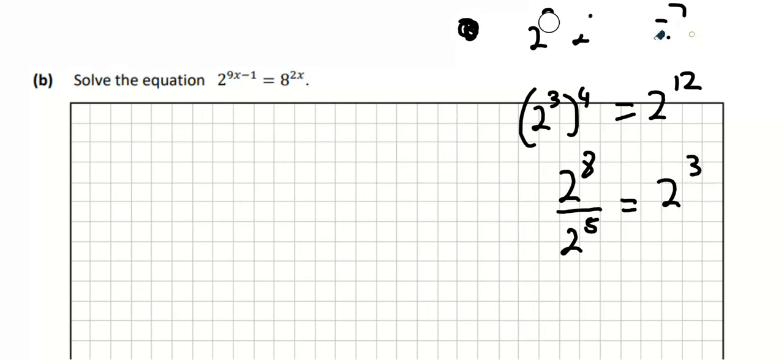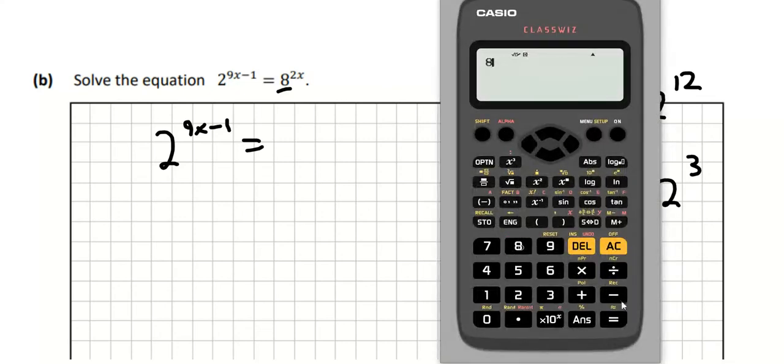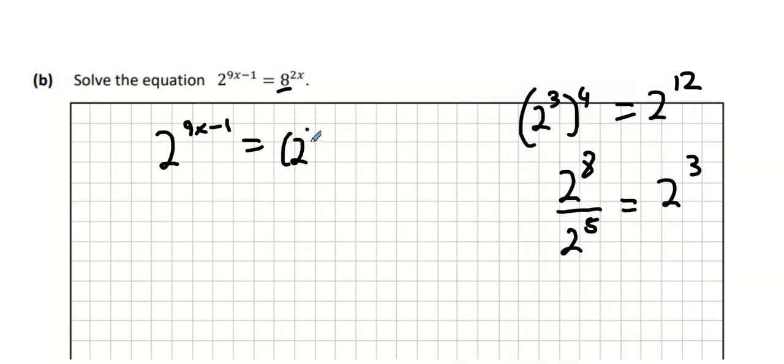Now, generally speaking, they need to have the same base number as each other. So, you have 2 to the power of 9x minus 1. Now, we're going to change 8. You go to your calculator, you press 8, and then you go shift, fact, and it turns into 2 to the power 3. So I've turned 8 into 2 to the power 3. Now they both have the same base number. So as an example, 2 to the power of x equals 2 to the power 7. This would imply that x equals 7.